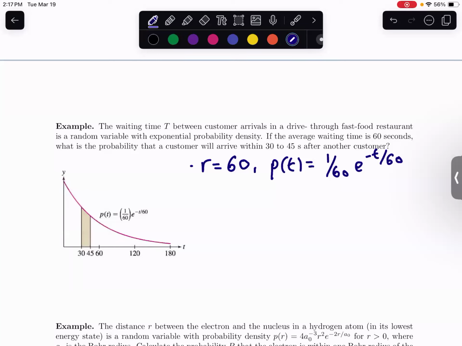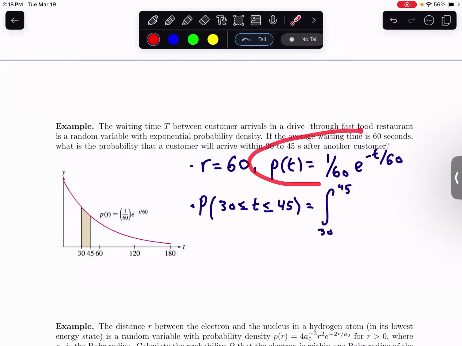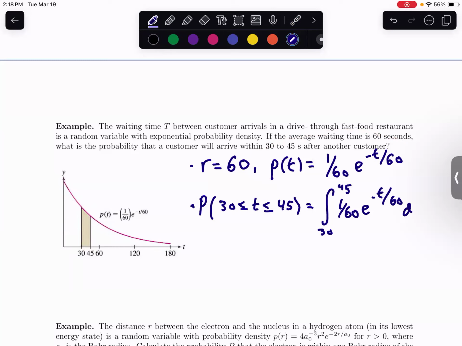If we want to know the probability that a customer will arrive within 30 to 45 seconds after another customer, we compute the following. This is really asking what's the probability that t is between 30 and 45. And so this is going to be equal to an integral. It's going to be the integral from 30 to 45 of this p of t function, so 1 over 60 times e to the minus t over 60 dt.